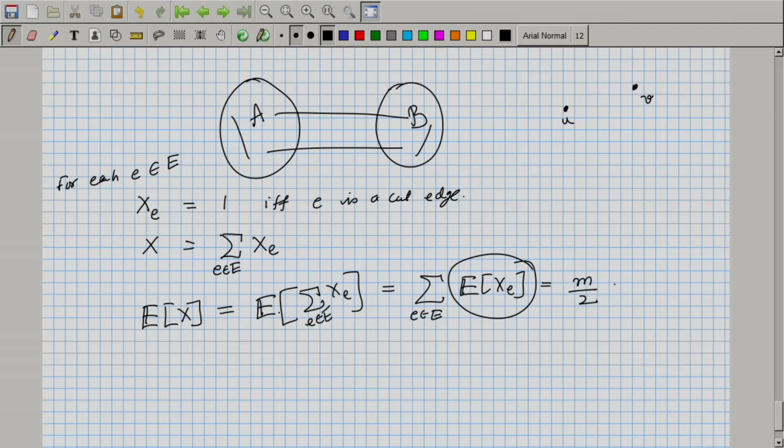So, we know that the expectation of x is m by 2, therefore, there must exist a cut of size greater than or equal to m by 2.